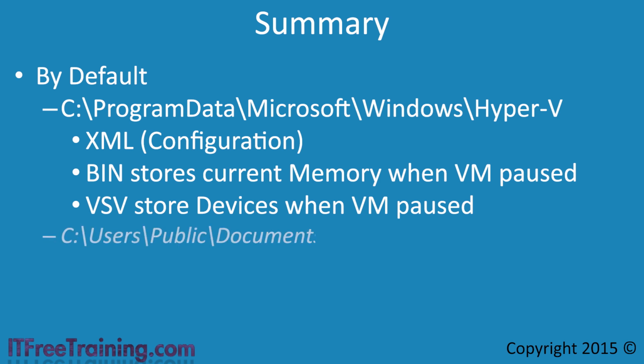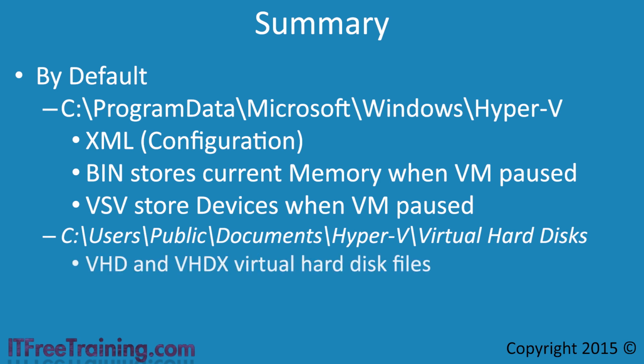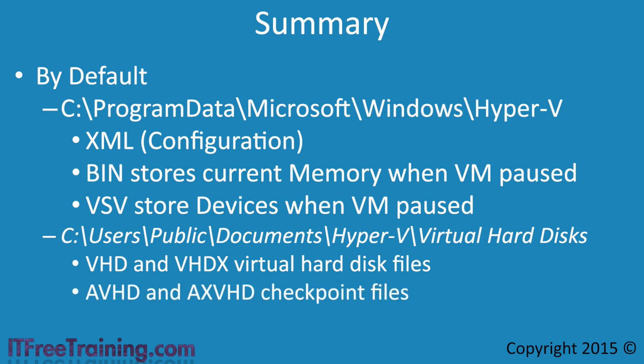The next location is where the virtual hard disks are stored. These are the VHD and VHDX files. If you create a checkpoint for the virtual machine, another file will be created of the type AVHD or AVHDX, depending on which type of virtual hard disk is being used. As the administrator, you are free to change the default location of these files. It is important also to understand where these files are stored so that when you are backing up the virtual machine, the virtual hard disks and configuration files are backed up.